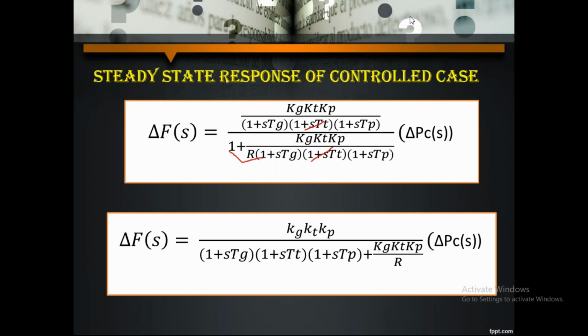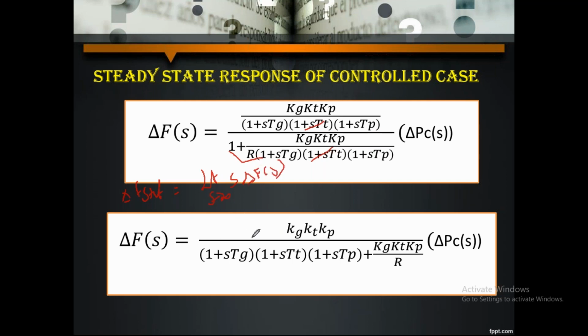What did we do in the last class after this step? I think we have to apply the final value theorem for that, sir. Right, right. Now apply the final value theorem. What is the final value theorem? Limit s tends to 0, s into delta f of s. So that is delta f static equals limit s tends to 0, s into delta f of s.